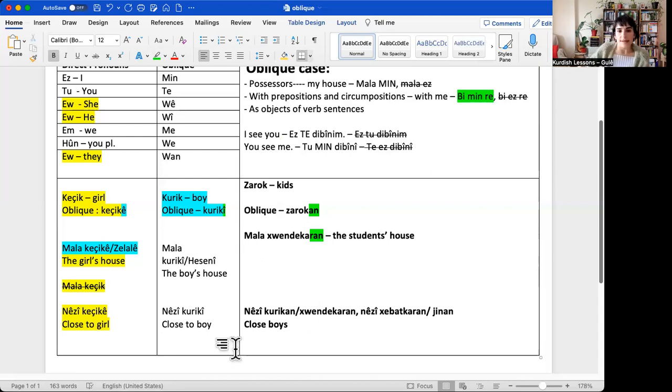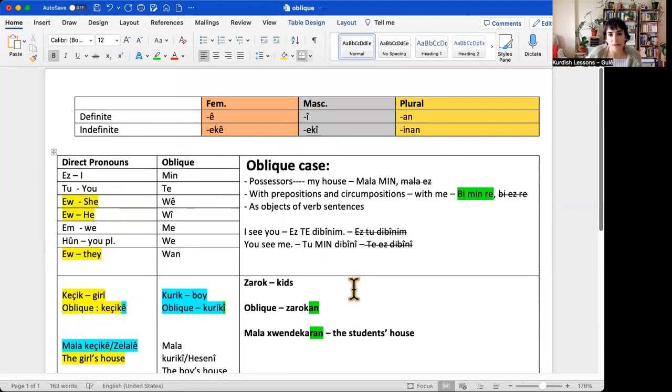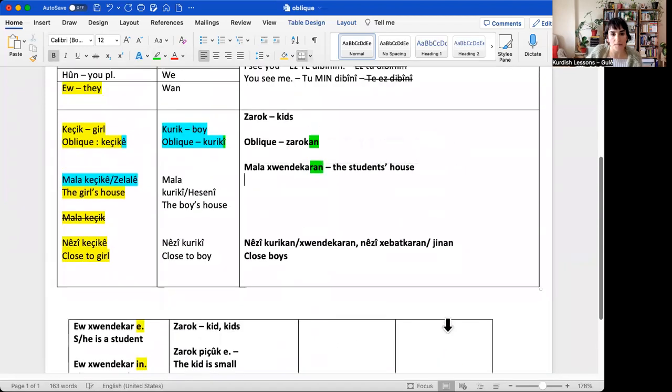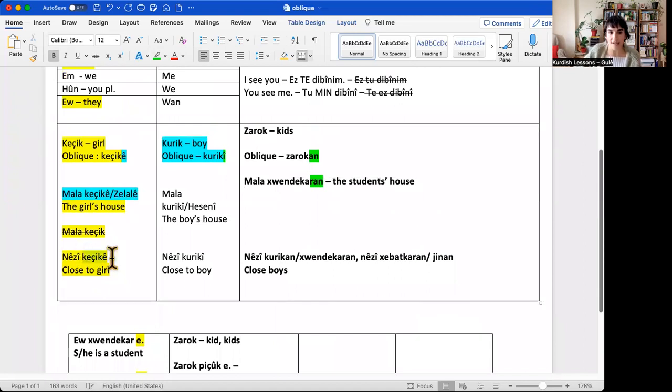So these endings a, e, and an are for definite nouns. When I say nezi keçike, it is the girl I know. Nezi kurke, it is the boy I know. These plural forms are definite ones. Yeah, I know these boys, I know these students, I know these ladies.